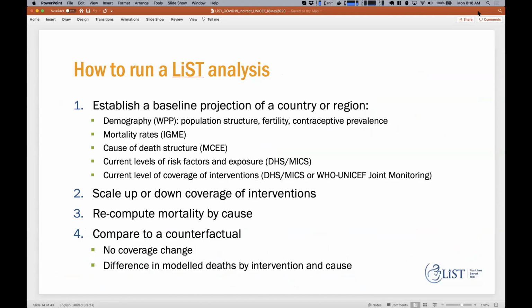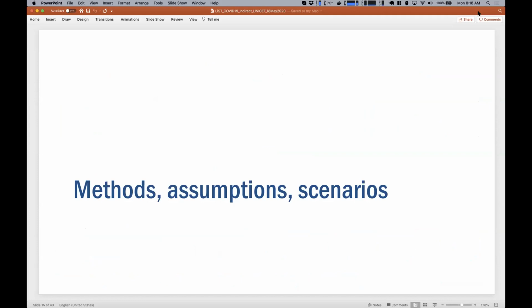And then ultimately we can compare those estimates against a counterfactual. So typically this would be a model in which there's no change in coverage, or sometimes it's one using historical trends. And so we can take that difference in model deaths to show the impact of our change in specific intervention coverages or risk factors. Next. I'm going to now hand over to Tim, who's going to take us through the methods for this analysis.